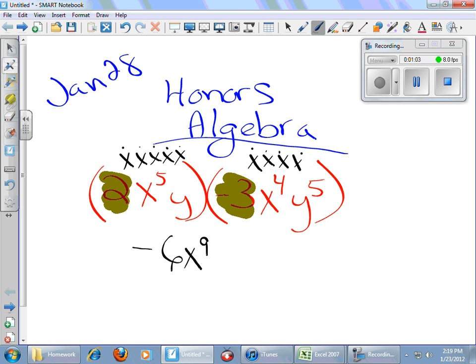The shortcut is to go 5 plus 4 equals 9. That only works when the bases are the same. You can only add exponents when bases are the same. In other words, 2 to the 3rd times 2 to the 5th does equal 2 to the 8th.